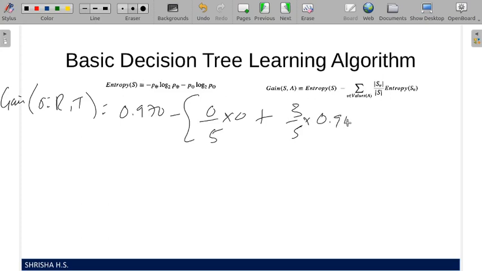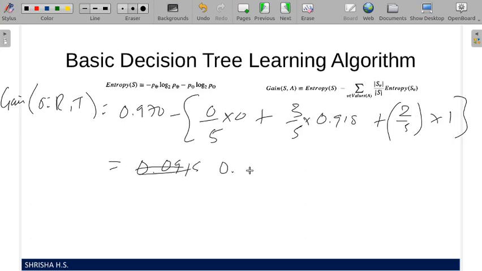So that was 0.918, which we calculated, plus, so there were two instances out of 5 where it was cool, one positive and one negative, so that entropy became 1. So the gain comes to 0.0198. So with respect to temperature, this will be the information gain.